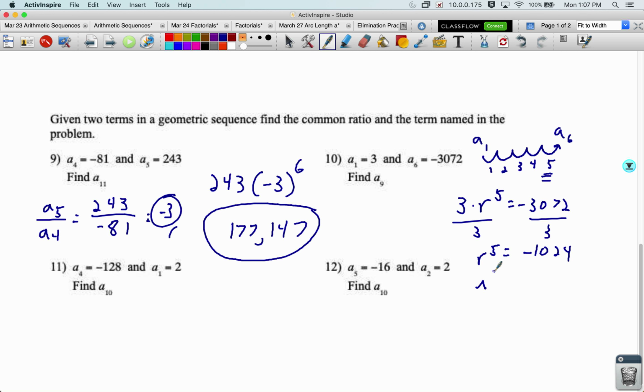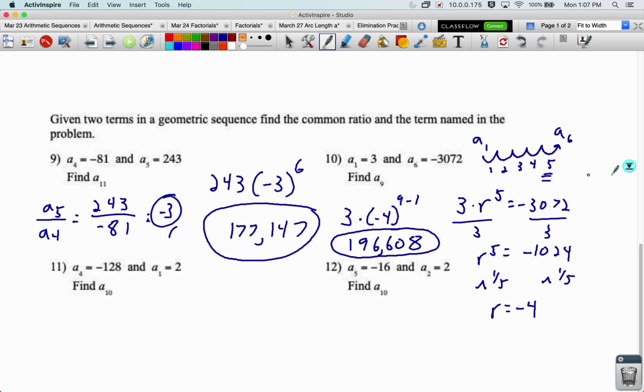We could raise both sides to the 1/5 power. That's like taking a 5th root. So I'm going to go to the power of, in parentheses, 1 over 5, and I get r equals negative 4. Now I do have the first term, so I can just plug this right into the formula. 3 times negative 4 to the power of 9 minus 1. 3 times, in parentheses, negative 4 to the power of 8 is 196,608.